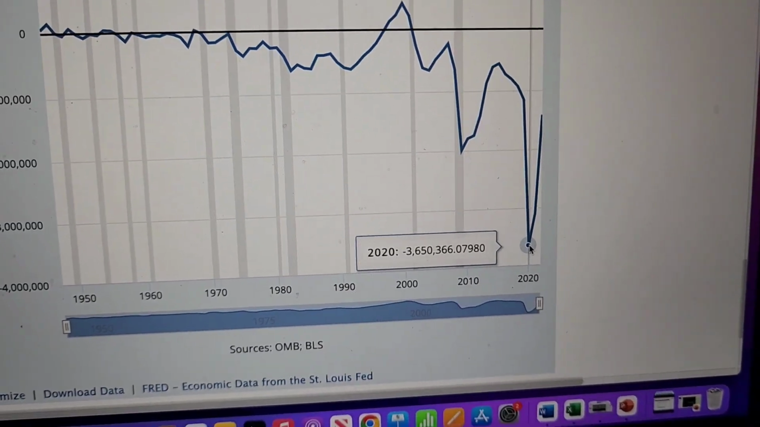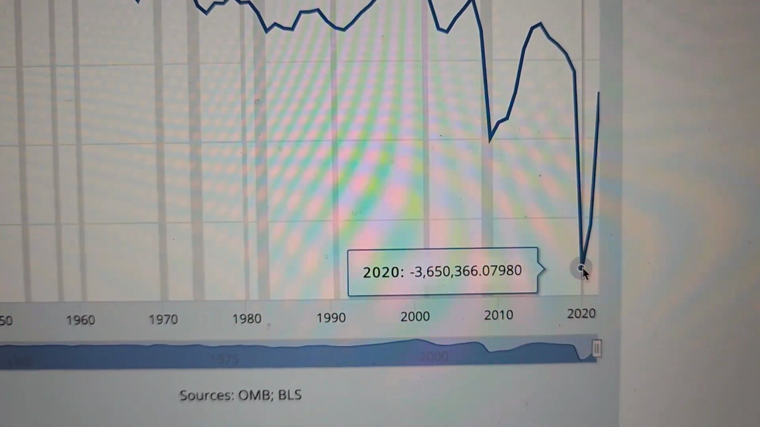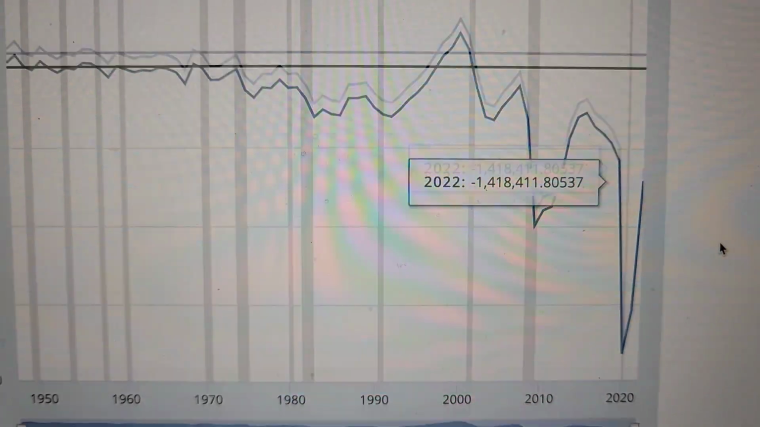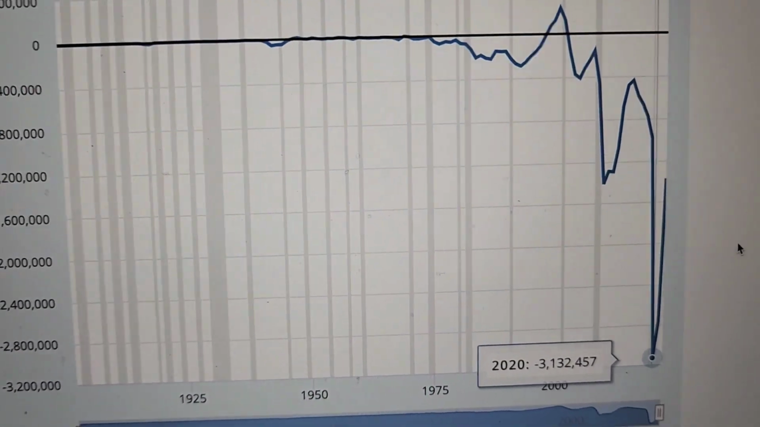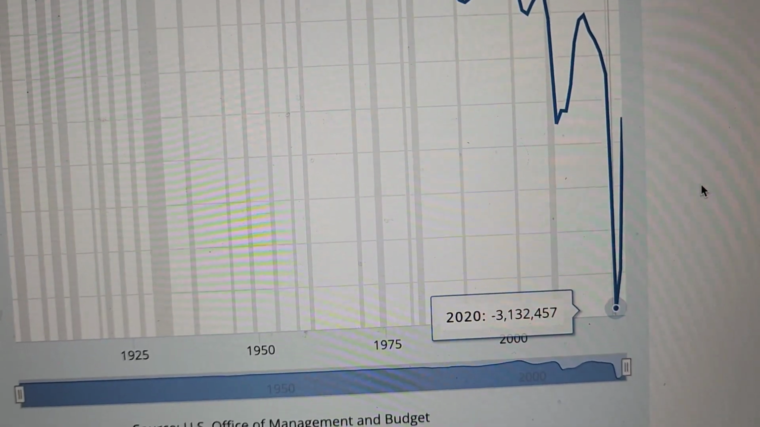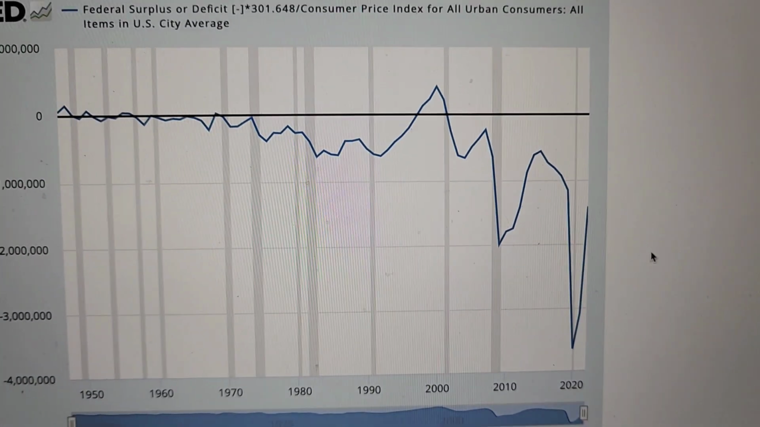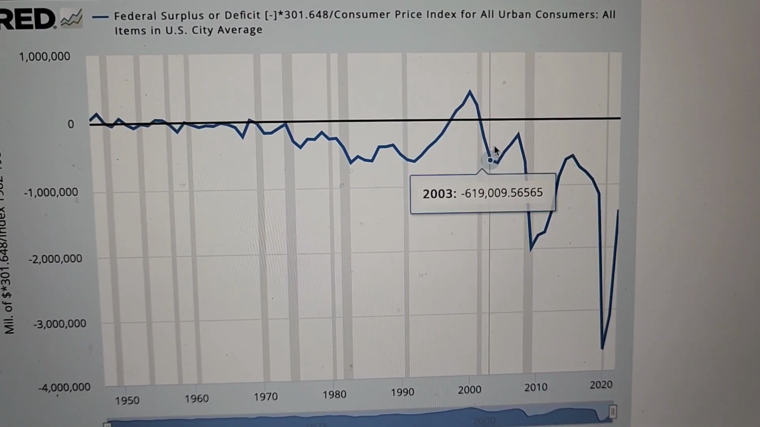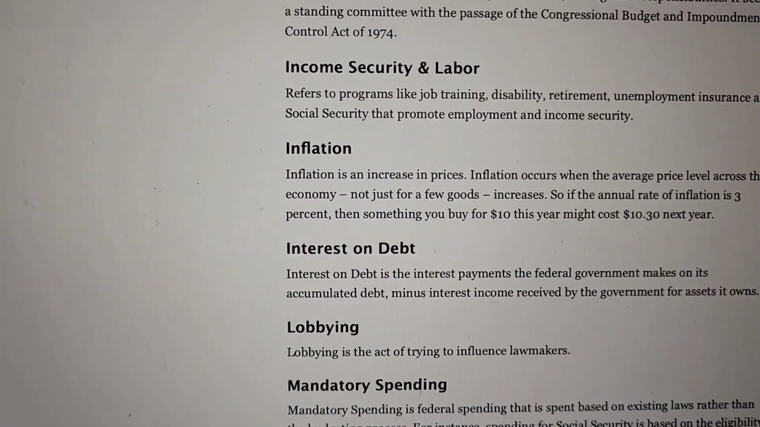In 2020, the deficit for that year was negative 3,650,366. And on the first graph that we described, where it wasn't measured for inflation, in 2020 it was negative 3,132,457. So we see the actual value of the dollar at the time, and we can see what the economy was actually like.